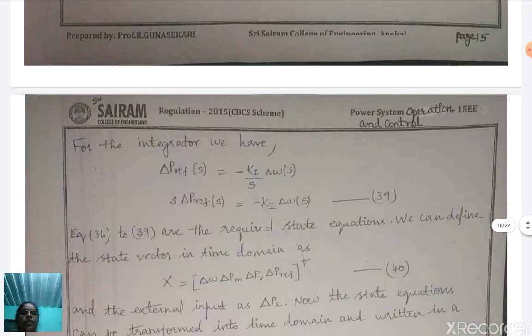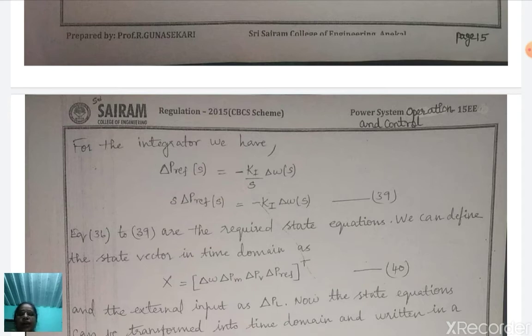Now for the integrator, that is the proportional integral controller, for the integrator Ki, del P reference of S equal to minus Ki divided by S into del omega of S. Now the state equation is S into del P reference of S equal to minus Ki del omega of S. So equations 36 to 39 are the required state equations.